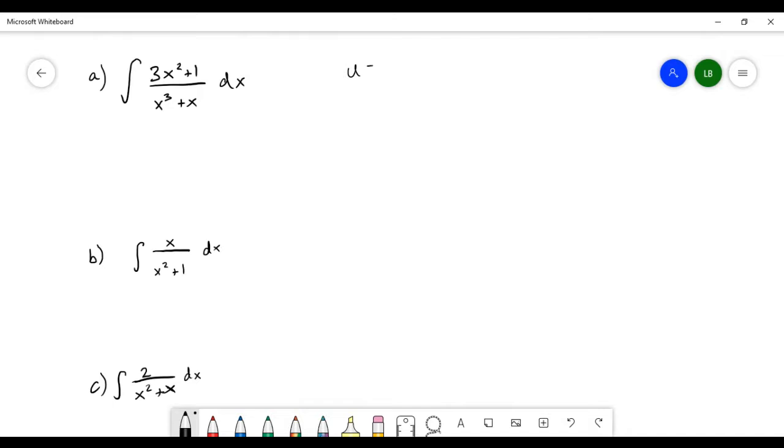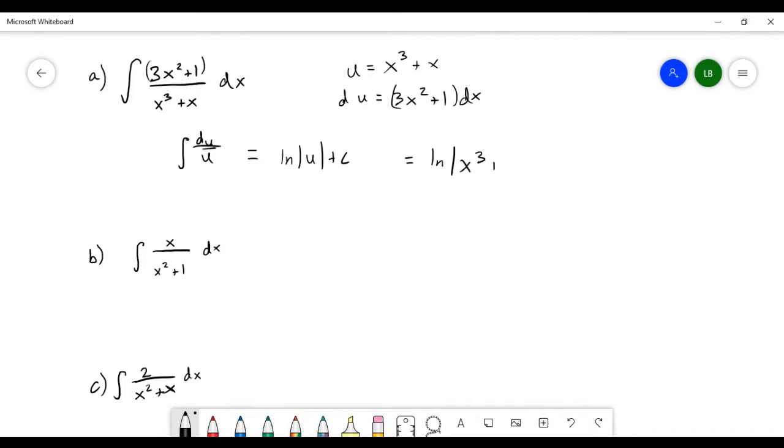On part A, we can let u equal x cubed plus x. Du would then be 3x squared plus 1, of course, times dx, which is exactly what we have up top. So you can make the really simple substitution. It goes right to du divided by u. The integral of du over u is, of course, the natural log of u plus c. We substitute u back out: natural log of x cubed plus x plus c. Not too bad.